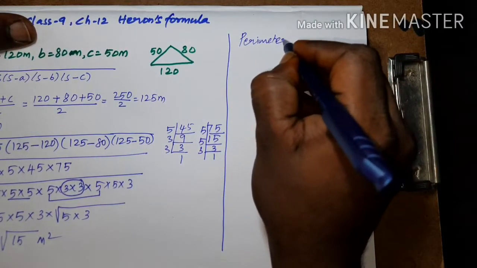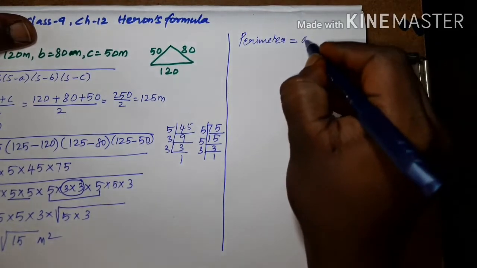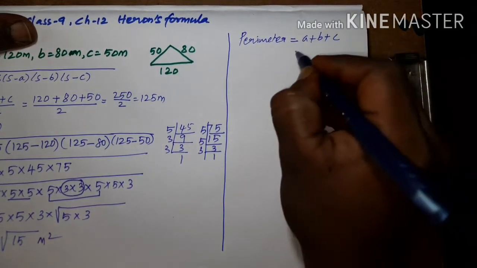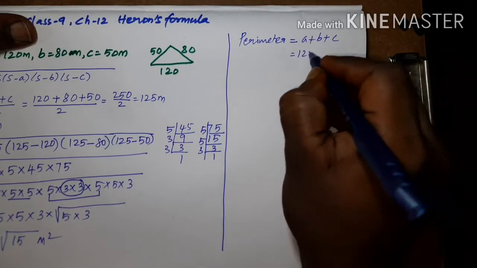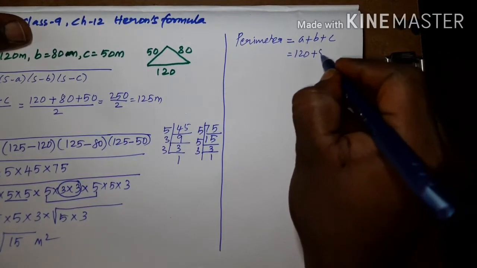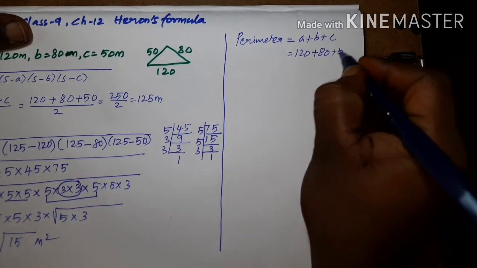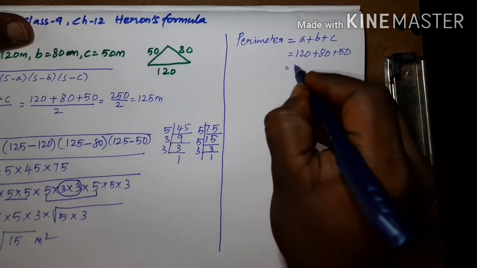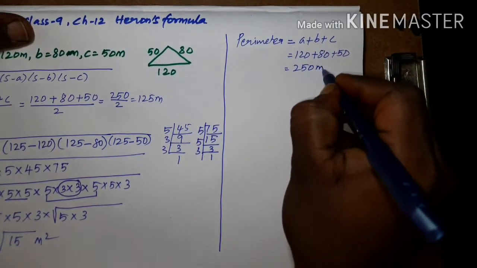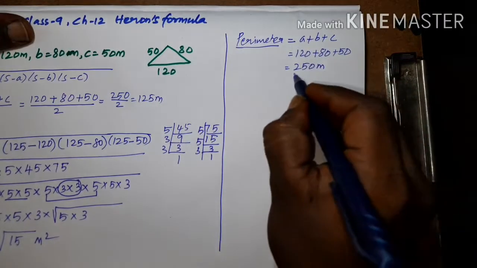First we need to find the perimeter, which is equal to a plus b plus c, and you know that a value is 120, b value is 80, and c value is 50. So I'm going to add all the values. I will get the answer is equal to 250 meter. That is called the required perimeter value.